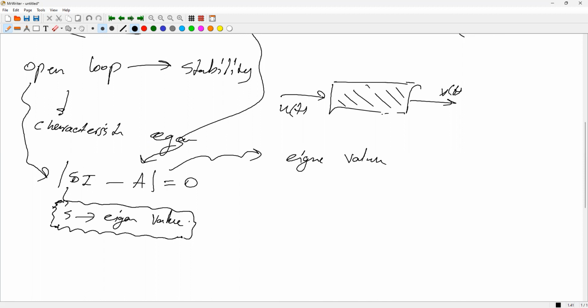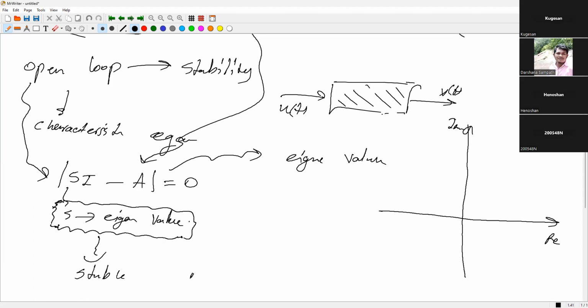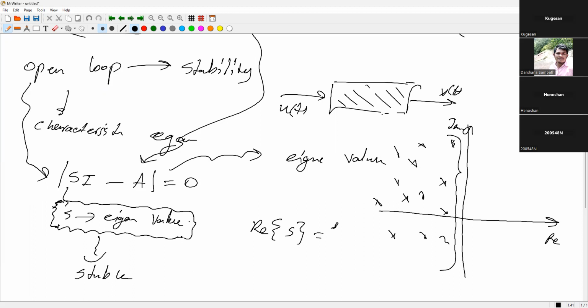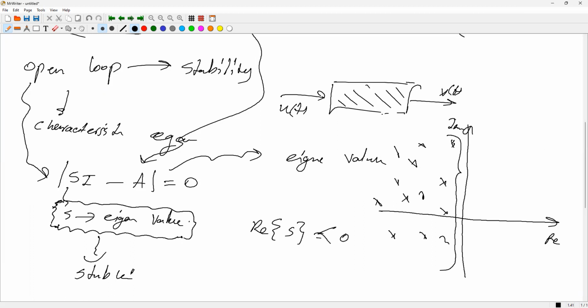In the S domain, the Laplace domain, we can represent the real part and imaginary part on the Laplace plane. When the system is stable, the poles, the eigenvalues, should be in here. It means the real part should be negative to make the system stable.